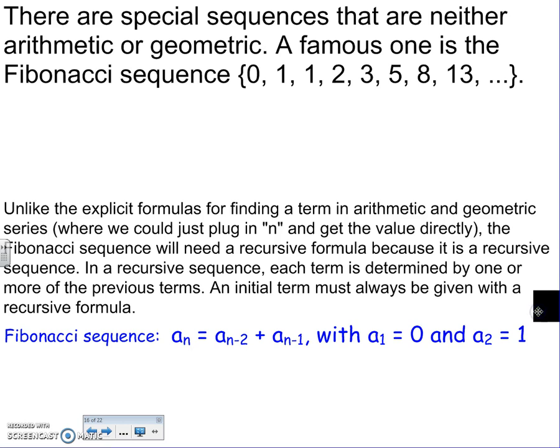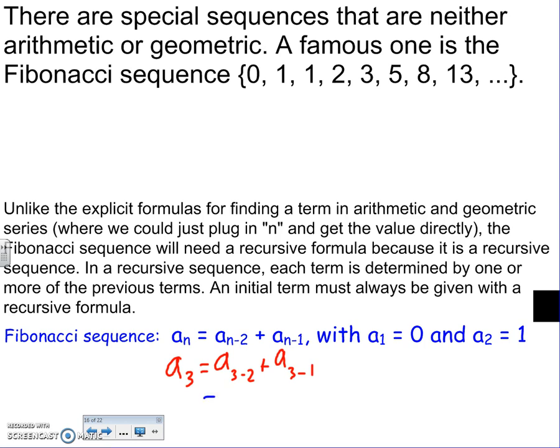The formula for Fibonacci is a sub n equals a sub n minus 2 plus a sub n minus 1, with the initial terms given. A sub 1 is 0, a sub 2 is 1. So let's plug it in and check. Say I want to figure out what a sub 3 is. A sub 3 means a sub 3 minus 2 plus a sub 3 minus 1.